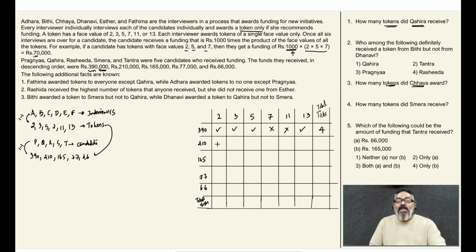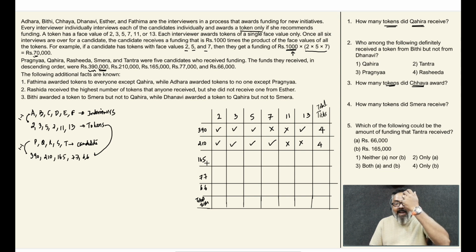210 is 10 into 21. 10 is 2 into 5, and 21 is 3 into 7. This also got 4 ticks. So whoever is the candidate who got 210 got it from the interviewer with the token 2, the interviewer with the token 3, the interviewer with the token 5, and the interviewer with the token 7, and did not get funding from the interviewers with token 11 and token 13. They received ticks from 4 interviewers.